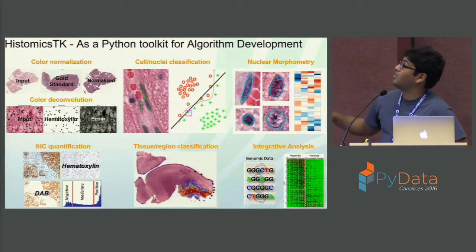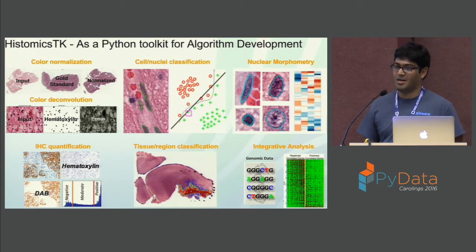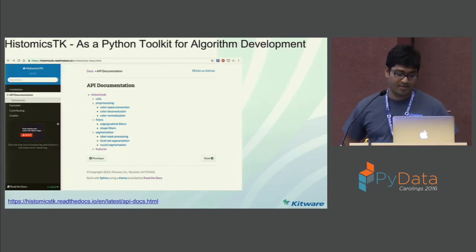We already have some nuclear morphometry algorithms there. We are working on cell and nuclear classification algorithms and immunohistochemistry quantification, which is about staining them with proteins if you're looking for certain proteins that you're interested in, and tissue or region classification, and lastly integrative analysis with genomic data. And we use Read the Docs for our documentation. This is the API reference that shows a high-level view of the kind of functions that are there in HistomicsTK.